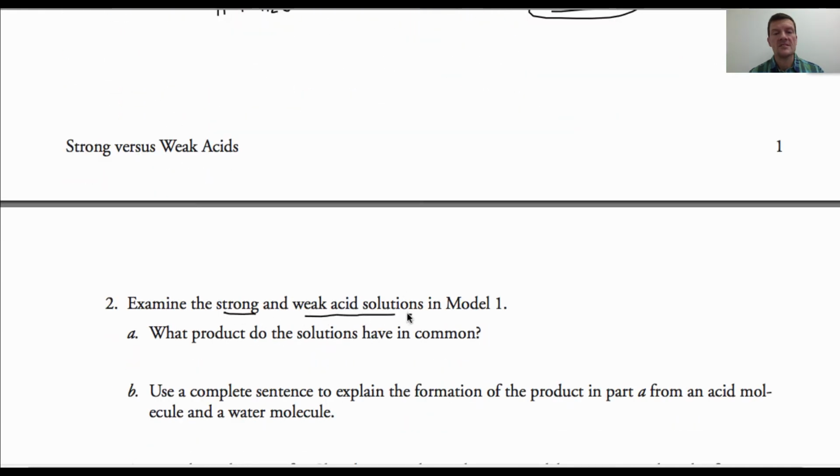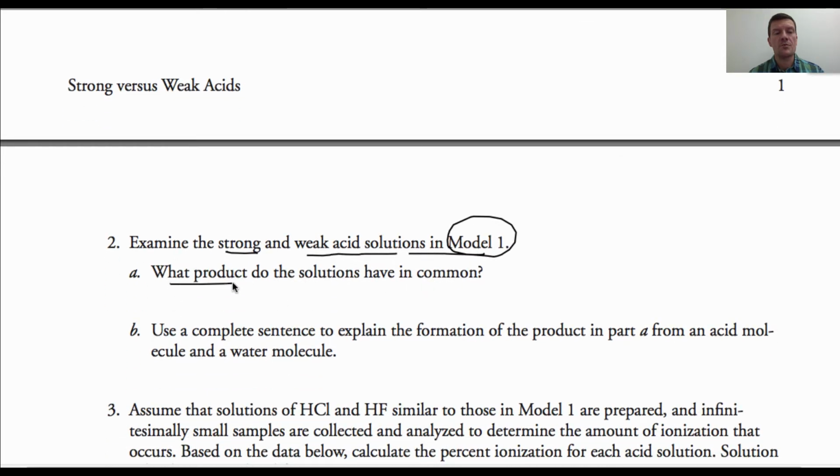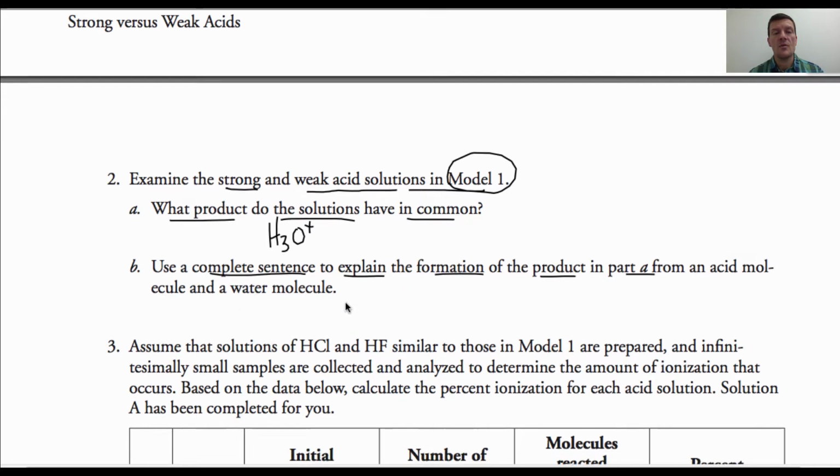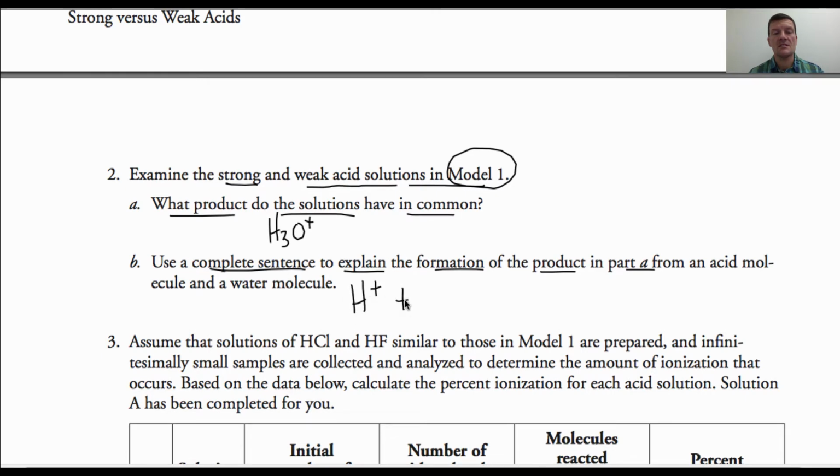Examine the strong and weak acid solutions in Model 1. What product do the solutions have in common? Well, they both are forming hydronium. Use a complete sentence to explain the formation of the product in Part A from an acid molecule and a water. So we're going to have H plus and the water going to form your hydronium. Okay, you can say that the H plus comes from your acid. The acid, whether it's HCl or the HF, they're going to donate the H plus to the water to form your hydronium.